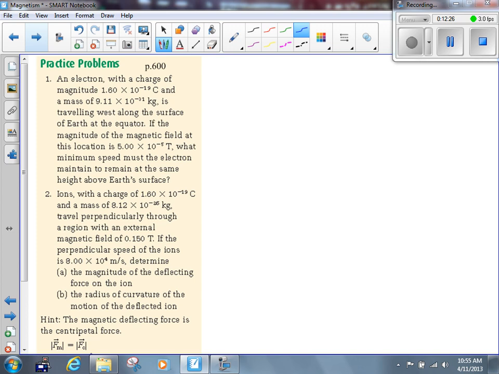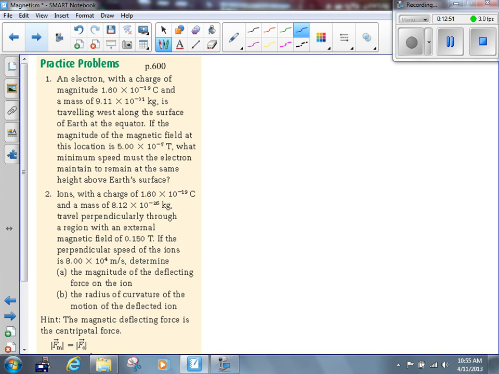Number 1 says an electron with a charge of magnitude 1.6 times 10 to the minus 19 coulombs, and this mass, is traveling west along the surface of the Earth at the equator. The magnitude of the magnetic field at this location is 10 to the minus 5 Tesla. What's the speed that the electron must maintain to remain at the same height above the Earth? So what we're saying here is this. This electron is moving through the magnetic field. It experiences a force of gravity acting downward on it.